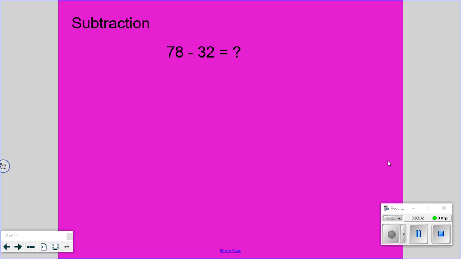How can I read this equation in English? We talked about two ways that we read a subtraction equation. Julian, give me one. 78 take away 32 equals what? We can totally think about it as 78 take away 32. What was the other way that we've been thinking about subtraction?